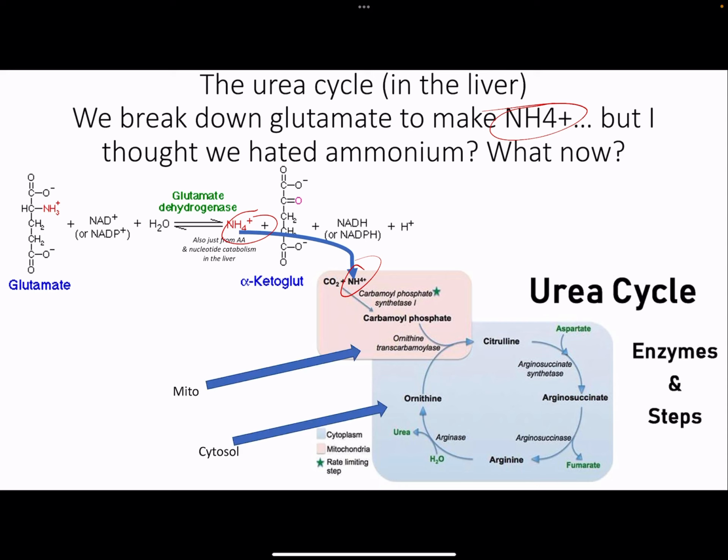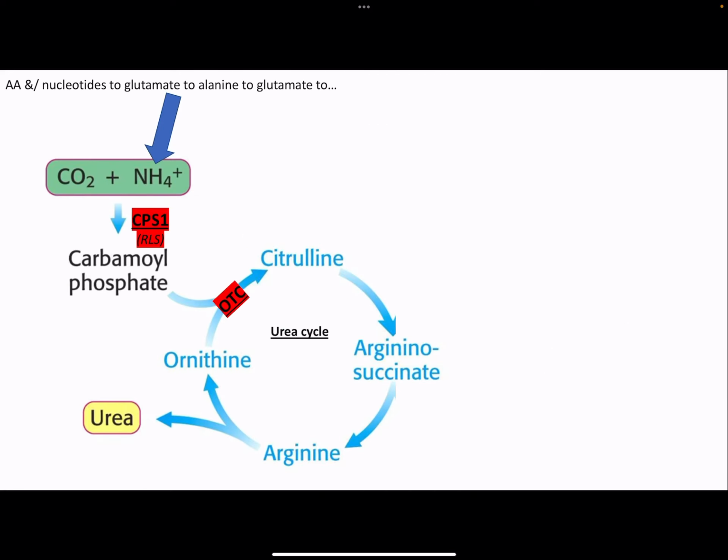I would very much know that the first two steps of the urea cycle happen in the mitochondria, and everything else is taking place in the cytosol. At least this part. We're going to see that this gets a little bit more complicated, and I'm actually not sure where that second part goes. So first two steps, mitochondria, last of it in the cytosol.